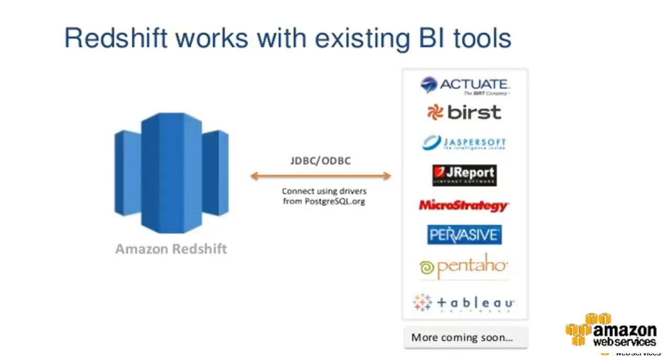Redshift works with existing business intelligence tools. The tools could be Activate, Birst, Jaspersoft, JReport, MicroStrategy, Pervasive, Tableau, and more. They can interact with Amazon Redshift using a JDBC or ODBC bridge, an ODBC or JDBC driver for languages like Java, C, and others. Connect using drivers from PostgreSQL and other things.